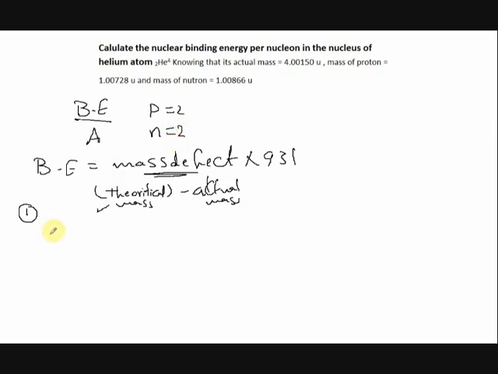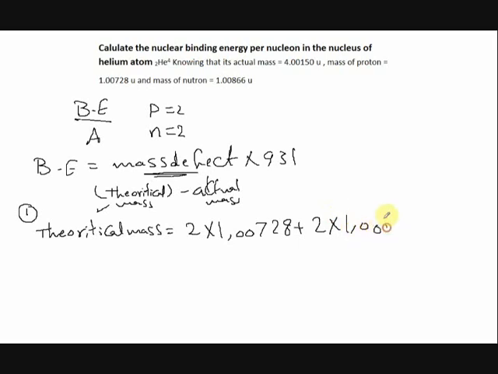So the theoretical mass equals the number of protons, 2, times 1.00728, plus 2, the number of neutrons, times the mass of one neutron. The theoretical mass equals 4.0318 atomic mass unit.